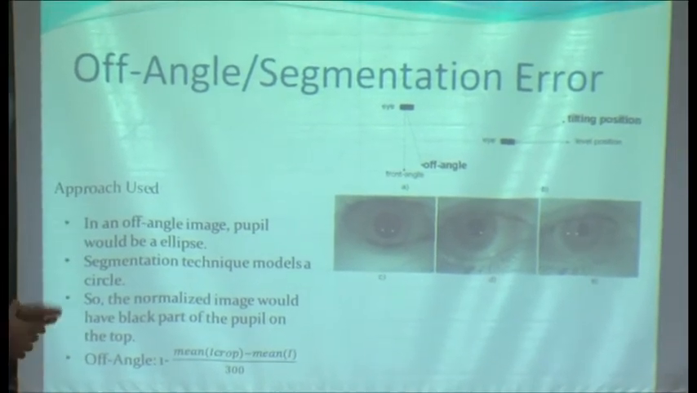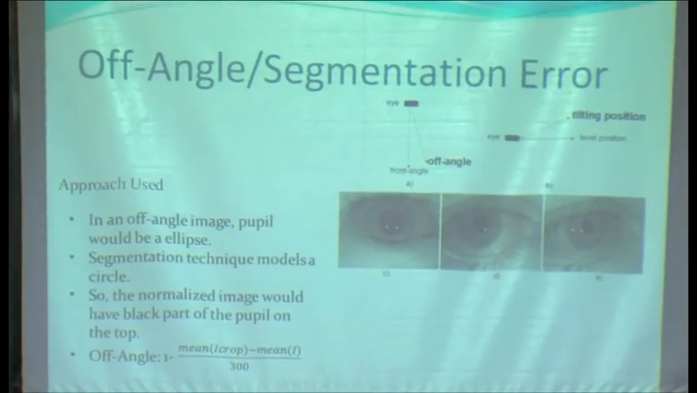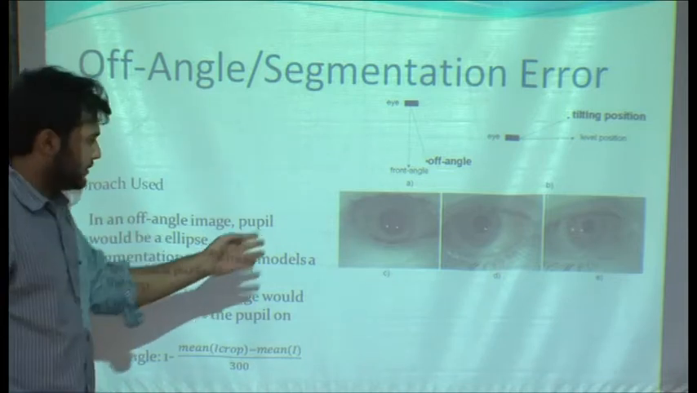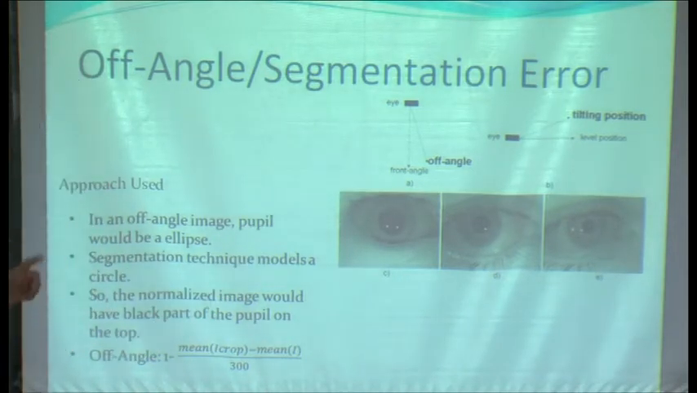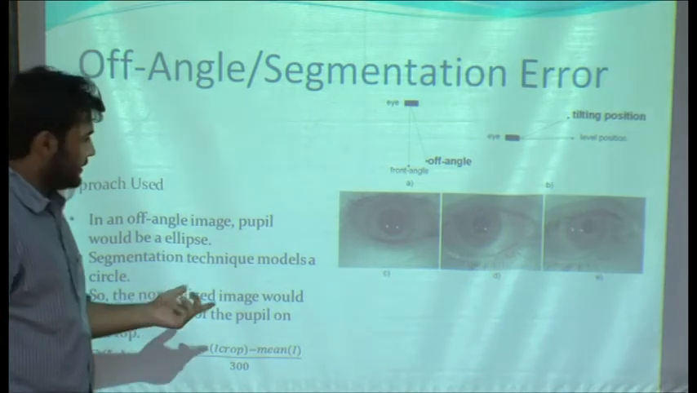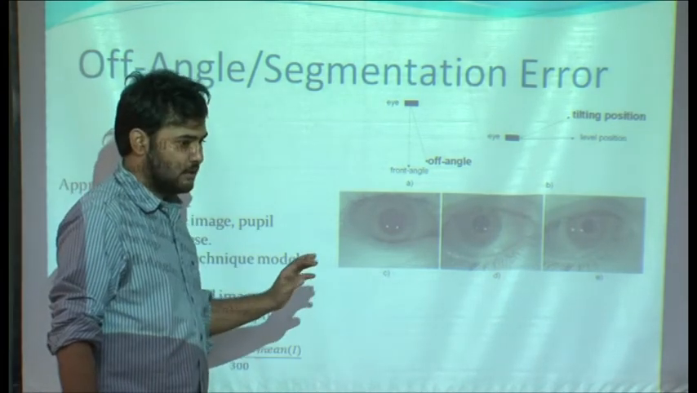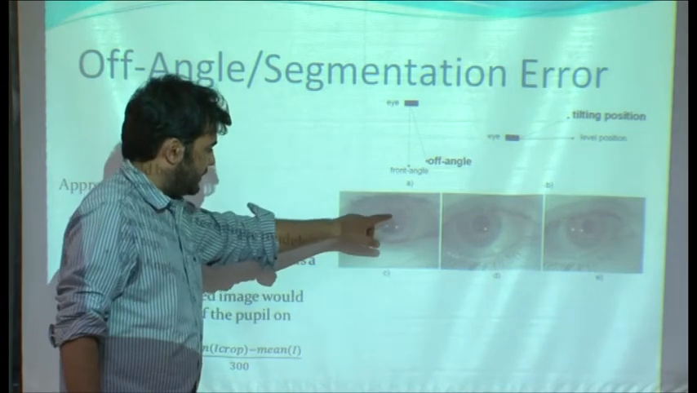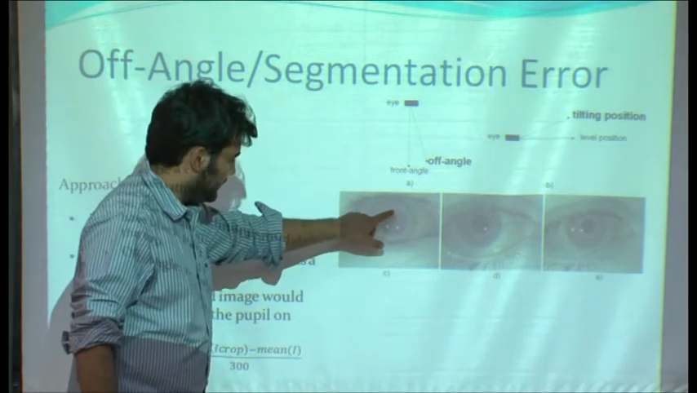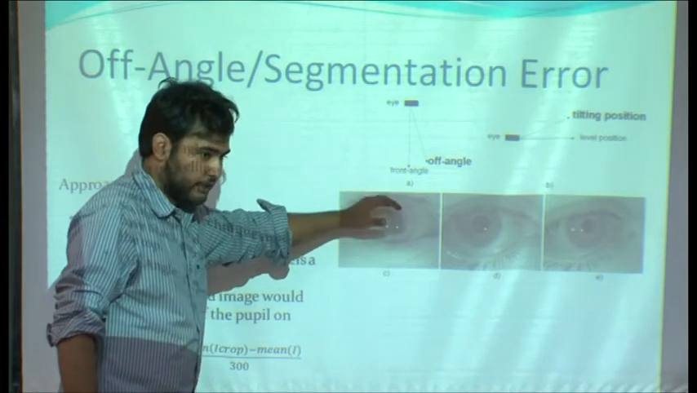The idea of the approach was this: whenever you try to segment an image using Daugman's circular integral operator, it assumes the pupil and the iris to be perfectly circular. But for an off angle image, that is not true. So in that case, I was expecting that the segmentation would have some part of the pupil at a very close radius.